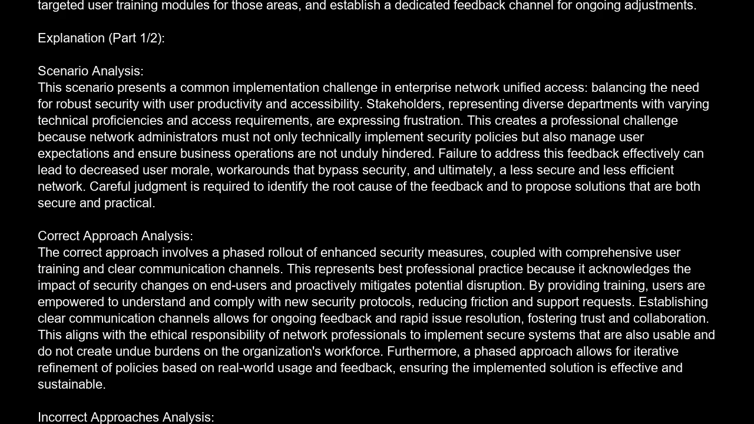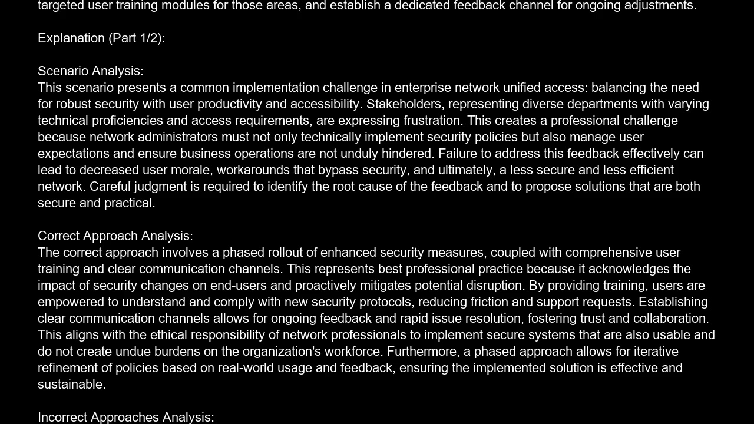Failure to address this feedback effectively can lead to decreased user morale, workarounds that bypass security, and ultimately, a less secure and less efficient network. Careful judgment is required to identify the root cause of the feedback and to propose solutions that are both secure and practical. Correct approach analysis.